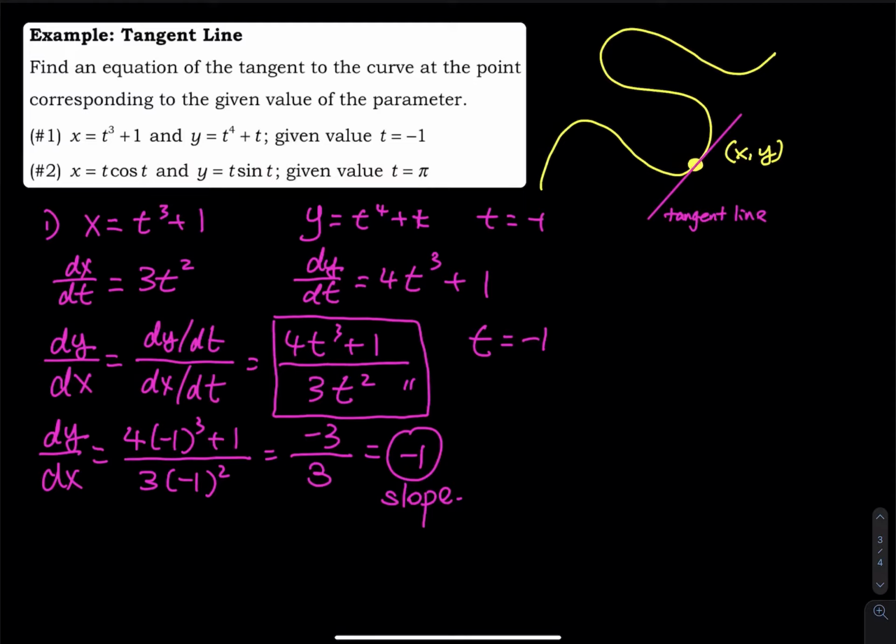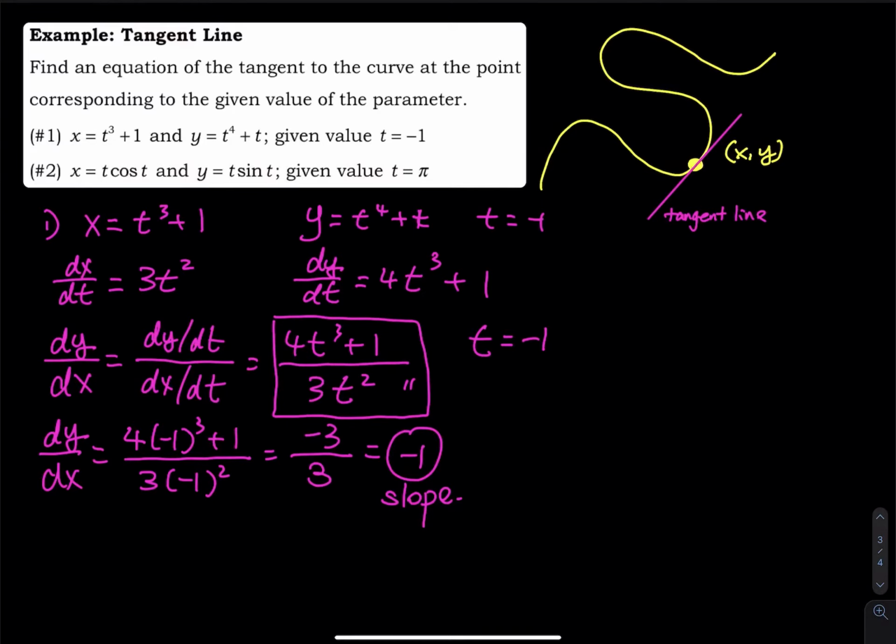So in general, how do you describe the slope of this curve? In general, the slope of this curve can be described as 4t to the third plus 1 divided by 3t squared. Next, I want to give you a specific location when t equals -1. Can you tell me the slope? The slope equals -1. So that means on that parametric curve at that point x comma y, the slope is -1.